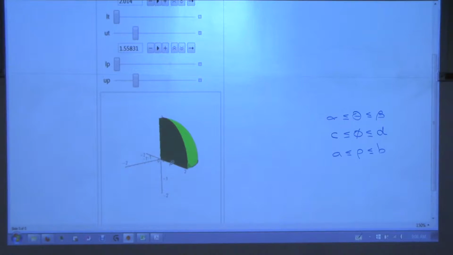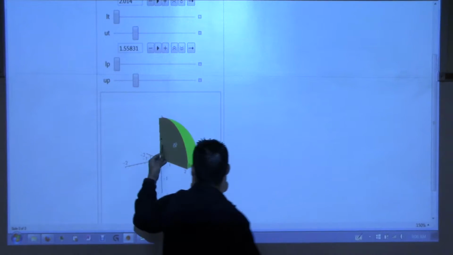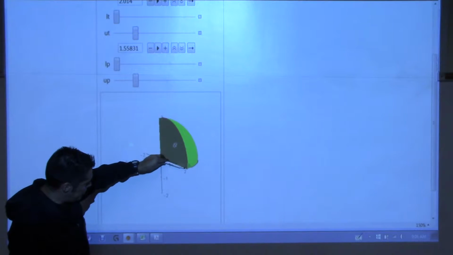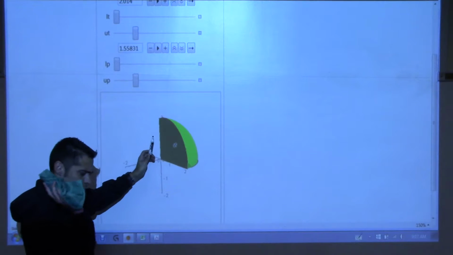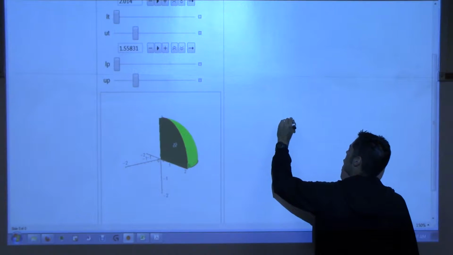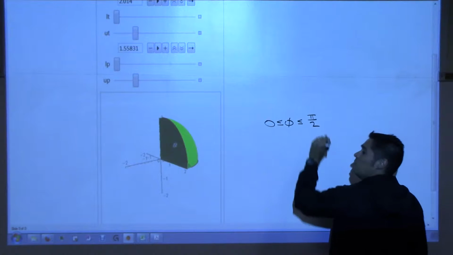So let's talk about my restrictions. If I wanted to draw that, my restrictions would be, let's see, phi is the angle from here down to the x-axis, which would be 0, all the way to a quarter rotation, so that's pi over 2. So my phi is between 0 and pi over 2.